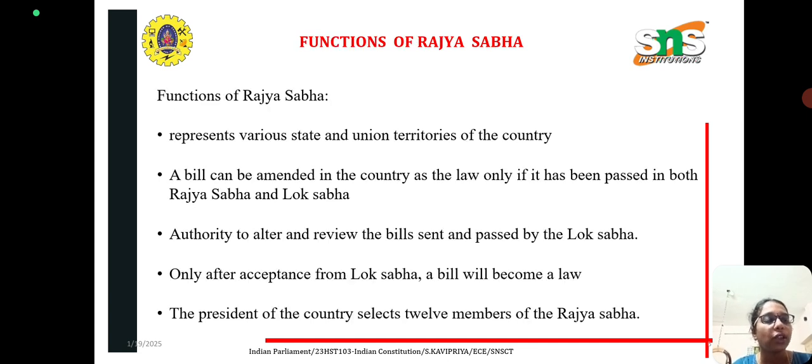And next are the functions of the Rajya Sabha. It represents the various states and the union territories of the country. A bill can become a law in the country only if it is passed in both the houses. It has the authority to alter and review the bills that are sent and passed by the Lok Sabha. And only after the acceptance of Lok Sabha, a bill will become a law. The president of the country selects 12 members of the Rajya Sabha.